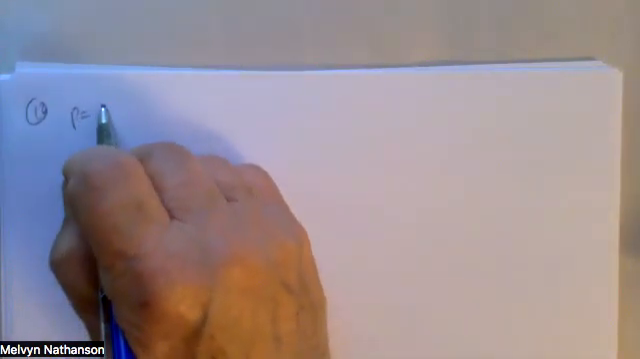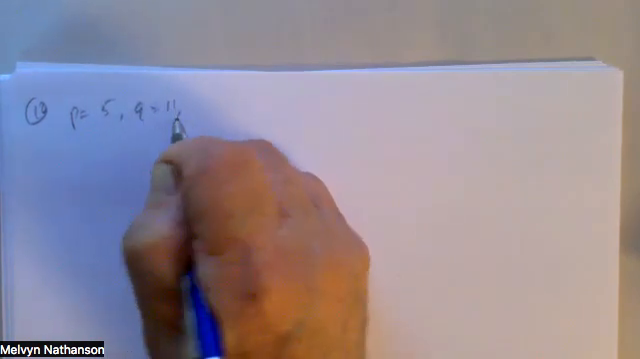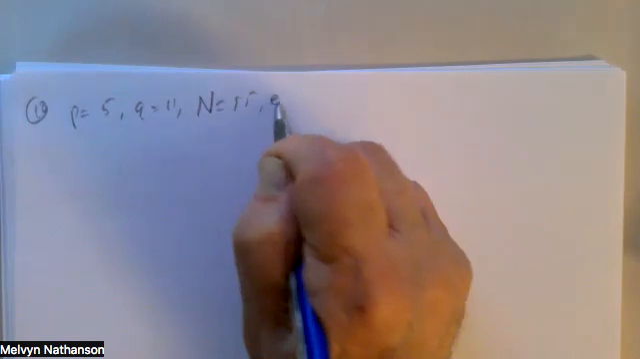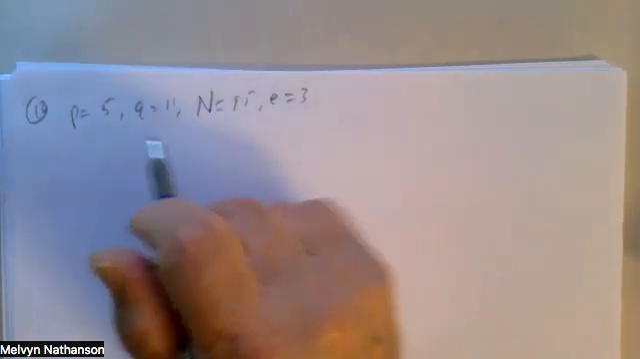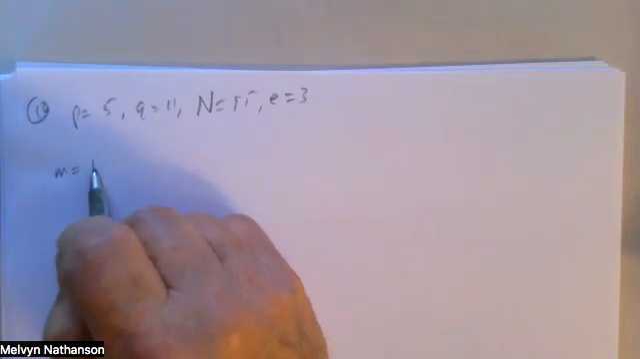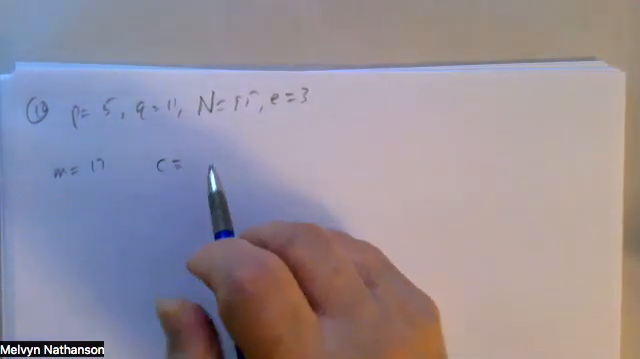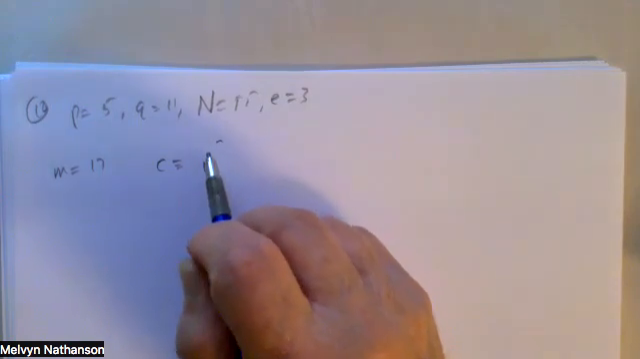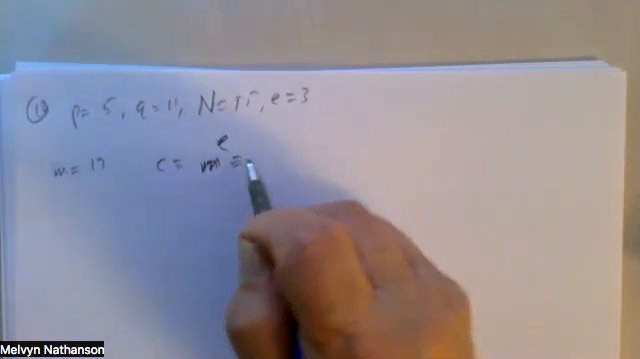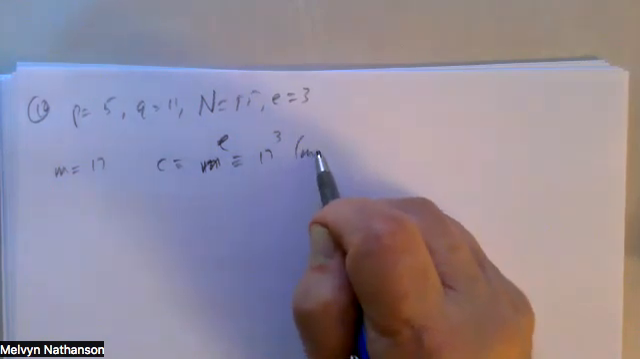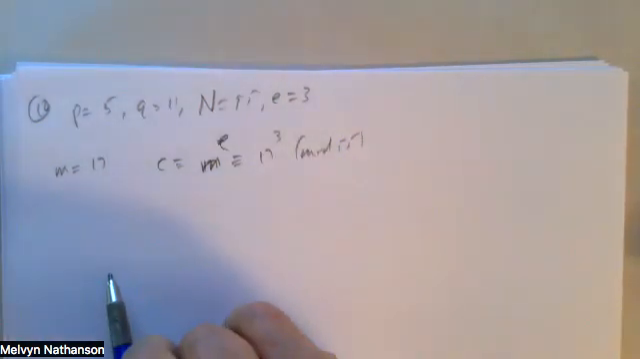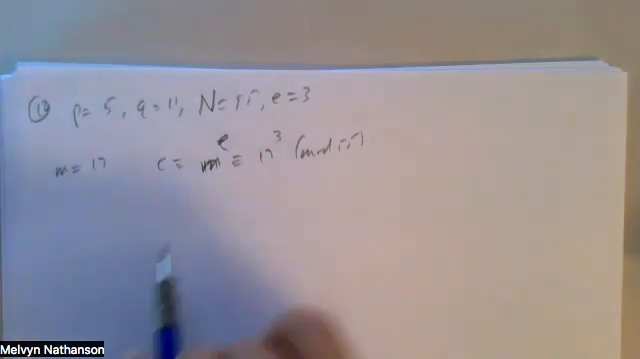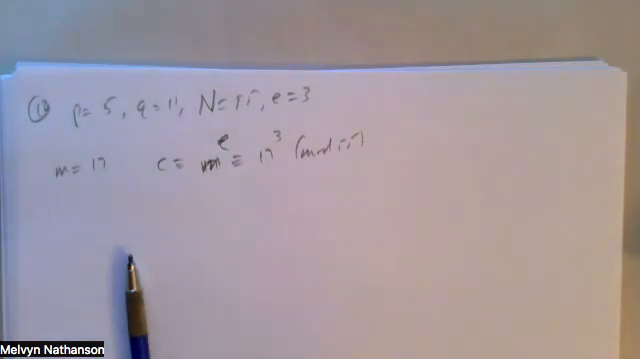So again, in problem 10, P is 5, Q is 11, N is 55, and E is 3. And Alice has the plain text M equal to 17. The ciphertext will be M to the E, which is 17 cubed mod 55. So you just have to compute whatever 17 cubed is, mod 55.